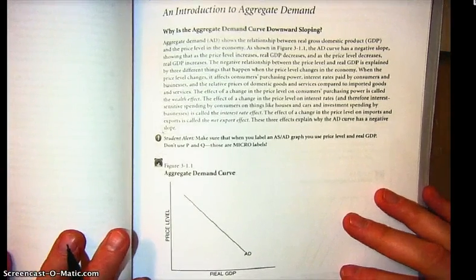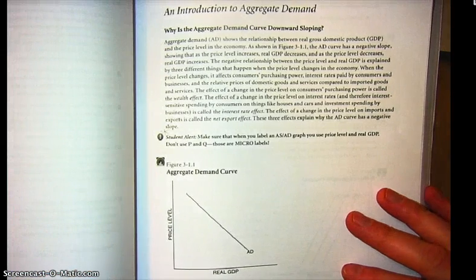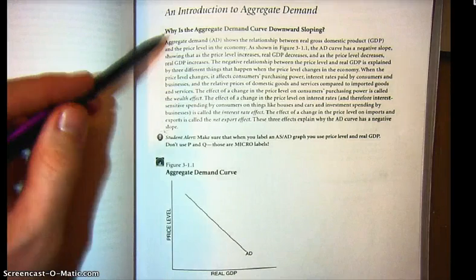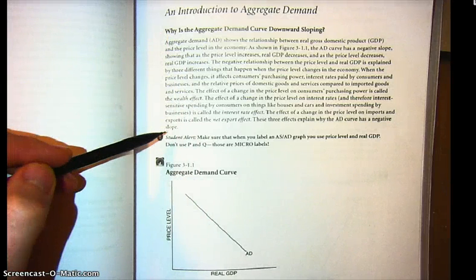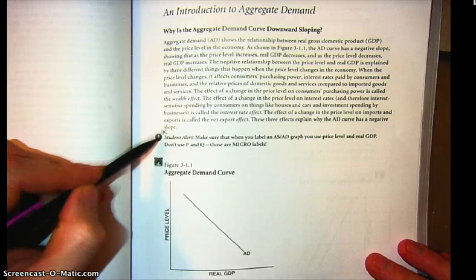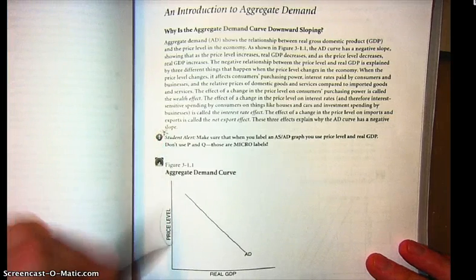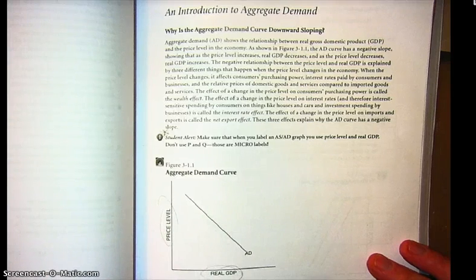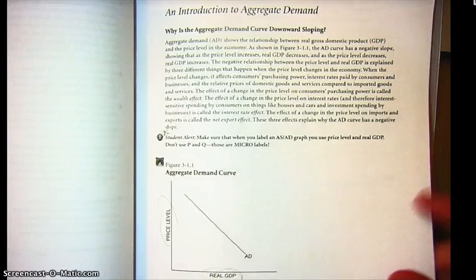So this is going to be a really quick activity. It's going to be pretty straightforward compared to, especially after what we did in class. So again, if you read this first paragraph, it's really going to cover what we talked about in class. Make sure you pay attention to the student alert, and it's basically reminding you that we're no longer talking about price and quantity when we do aggregate demand and aggregate supply. We're talking about price level and real GDP.